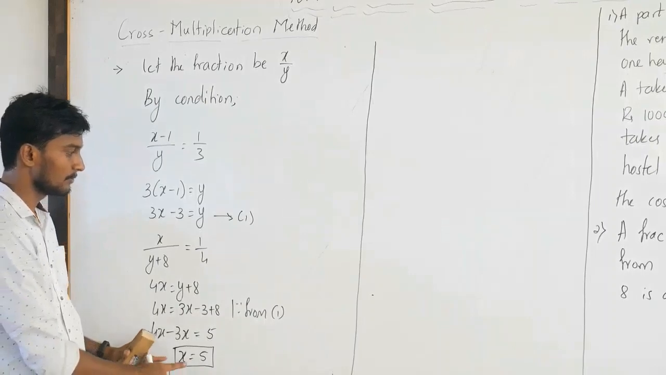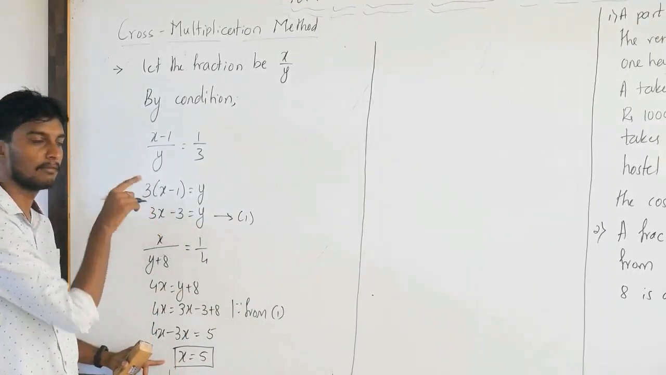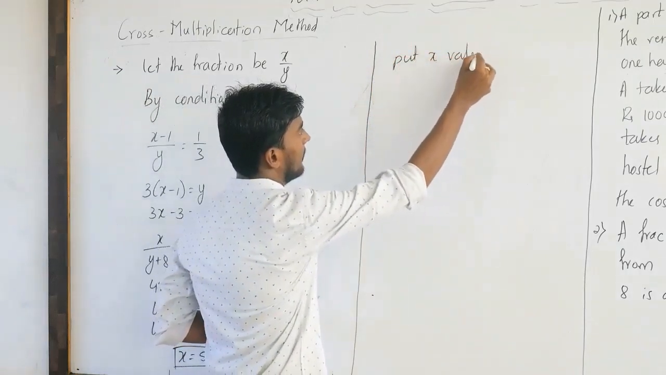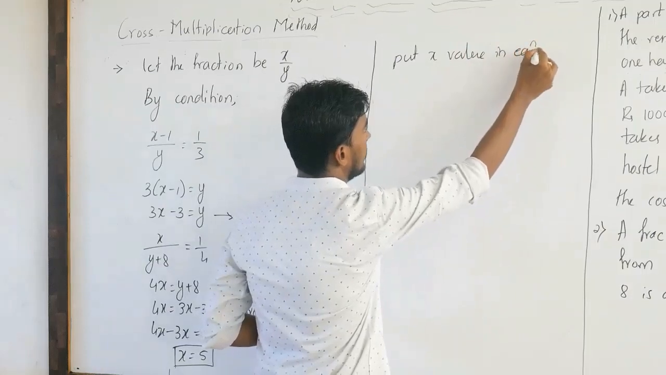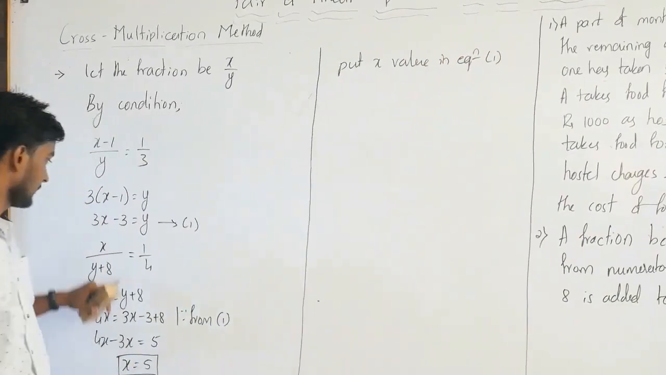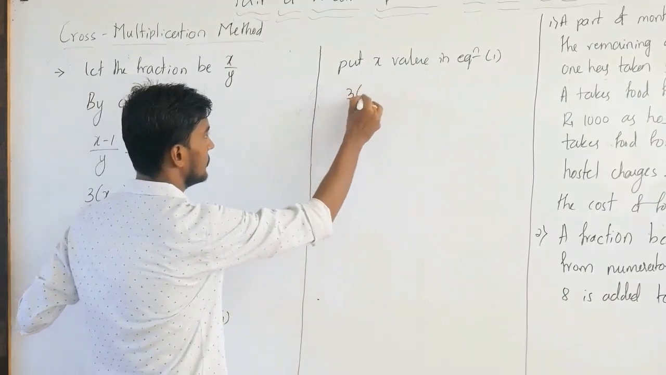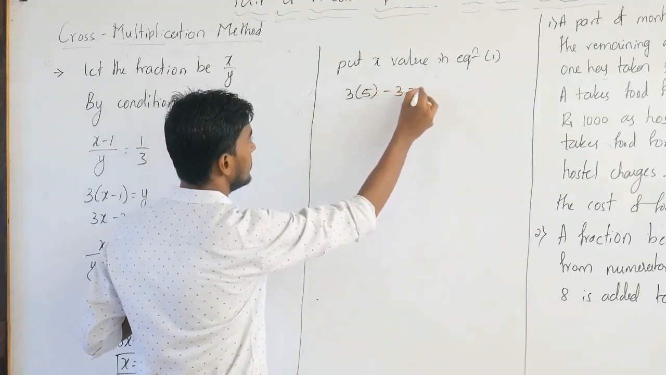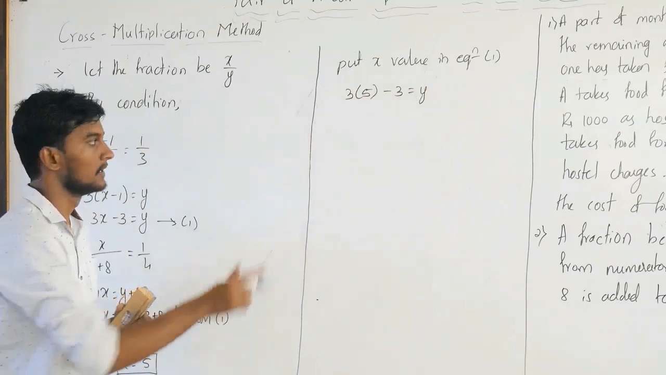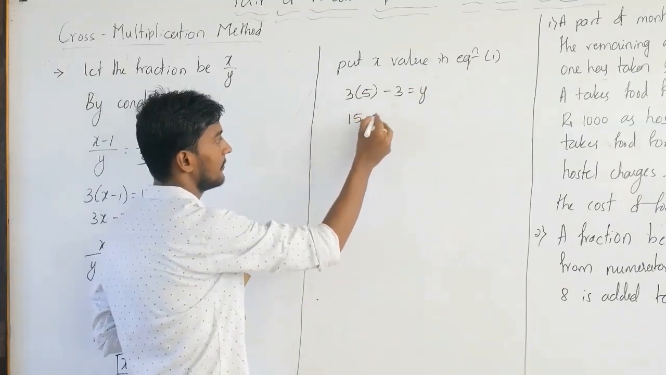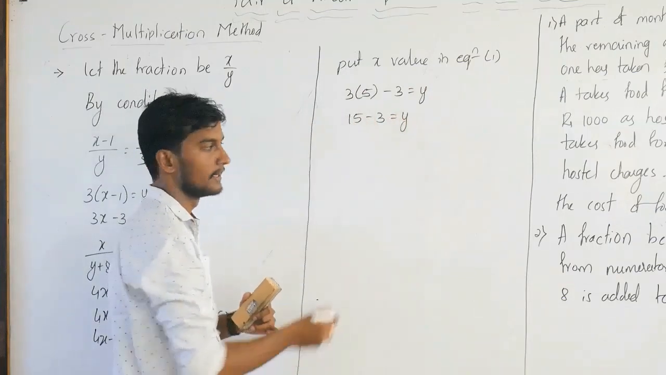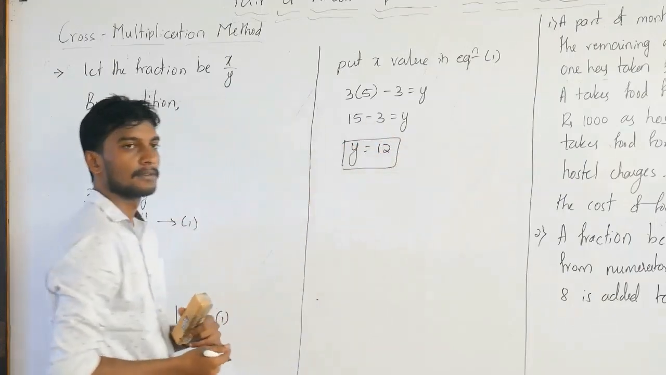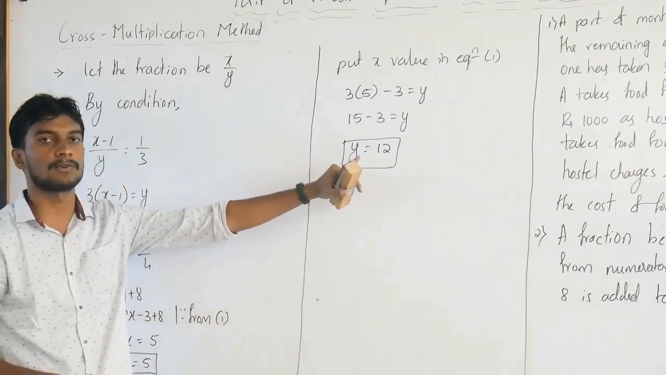Next, you have to put this x value in equation number 1 and you will get the y value. If you substitute the x value in equation 1, which is 3x minus 3 equal to y, it becomes 3 into 5 minus 3 is equal to y. 3 fives are 15, 15 minus 3 is equal to y. Therefore y is 12. So the x value is 5 and the y value is 12.